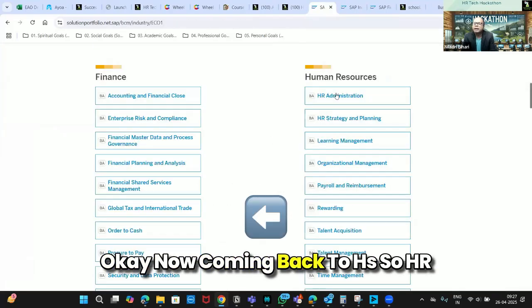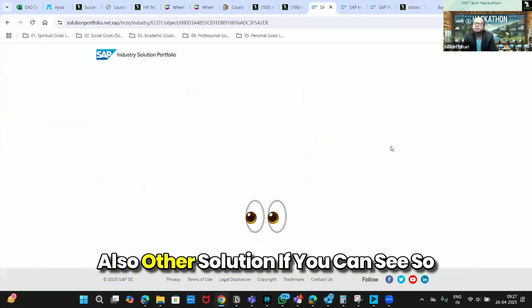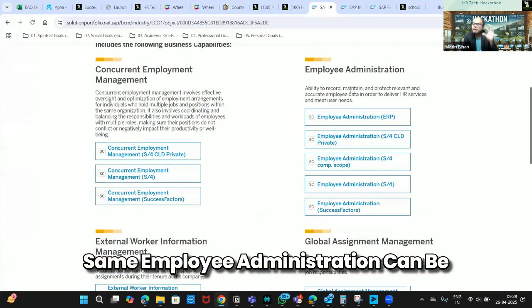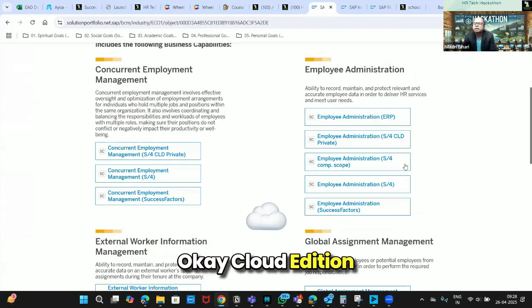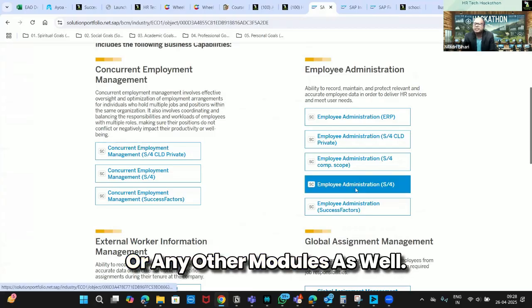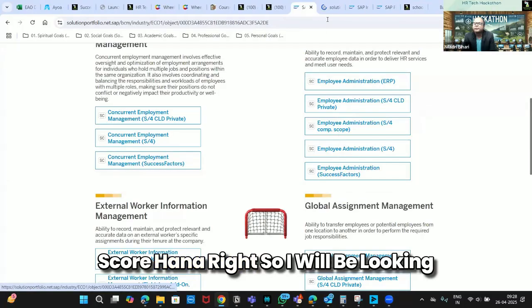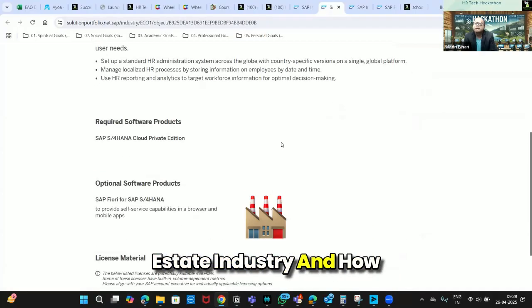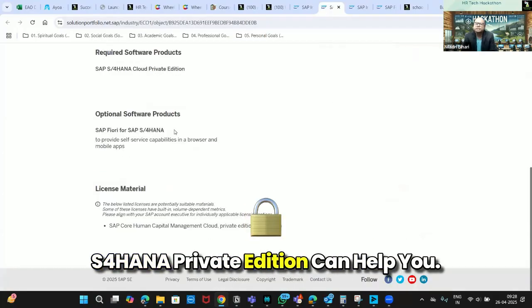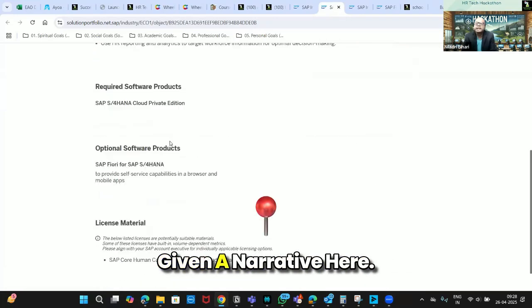Now coming back to HR administration once again, we also have another solution. If you can see, the same employee administration can be done using your S/4HANA Cloud Edition as well, or any other modules. If I go for, let's say, S/4HANA, I will be looking at the same real estate industry, and how S/4HANA Private Edition can help you, right? Again, they have explained and given a narrative here.